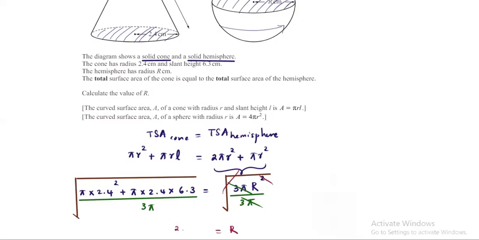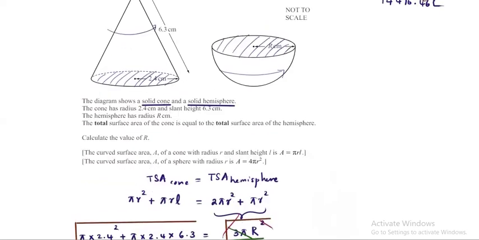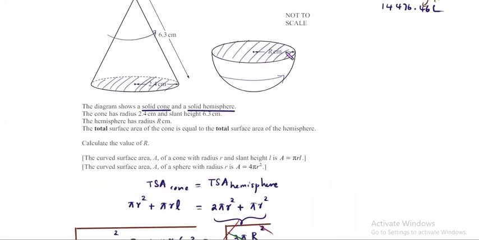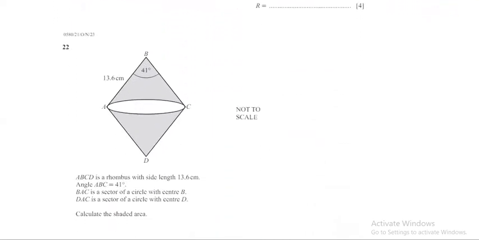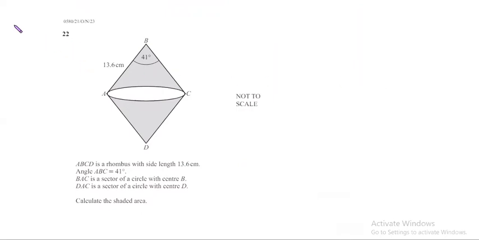So 2.64 centimeters is the radius of this solid hemisphere that we are supposed to find. With that, we are done with this question. Let's move on to the next one, which is this one. That is to calculate the area of the shaded region that is given to us.